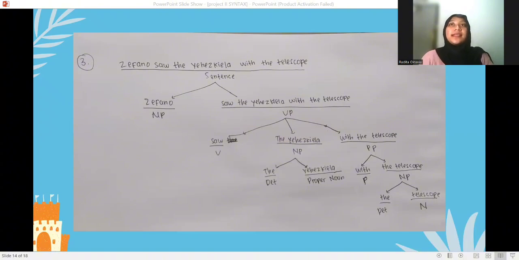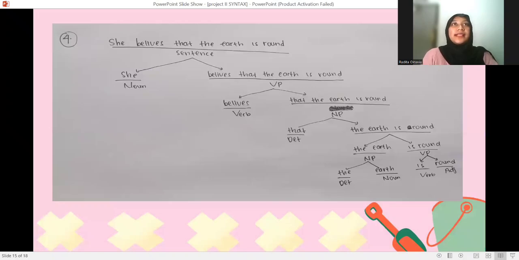With is preposition. The telescope is noun phrase. The is determiner. Telescope is noun. And number 4 is she believes that the earth is round.